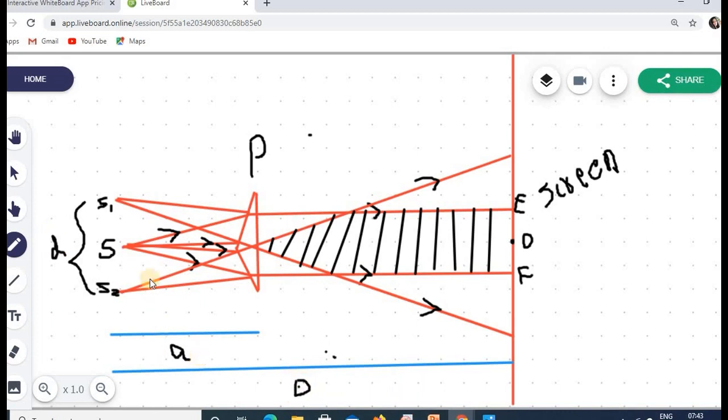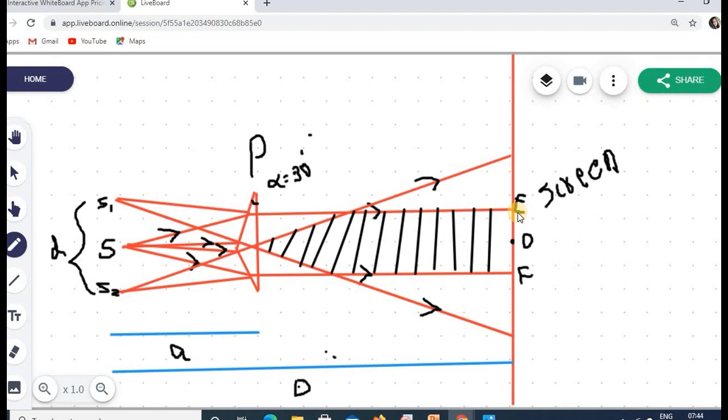This distance is a, and this is the refracting angle of the prism, which is very small, 30 minutes, since it is a biprism, and this is named alpha. Alpha is equal to 30 minutes, and the obtuse angle of the prism is 179 degrees, that you know. Okay, so these are the things, and you can see the interference pattern in the region EF.